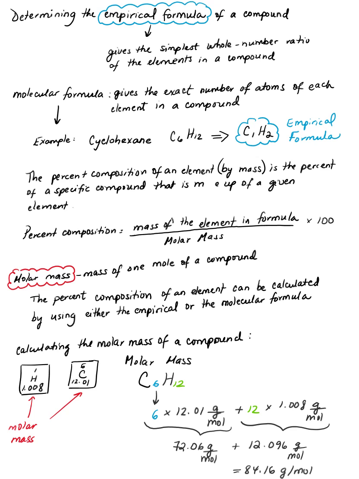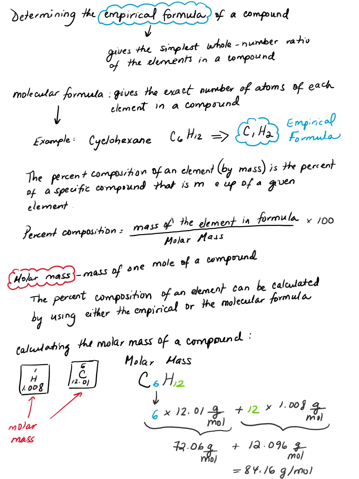Determining the empirical formula of a compound. First of all, the empirical formula is a type of molecular formula that gives you the simplest whole number ratio of the elements in a compound. So you will see it with an example.